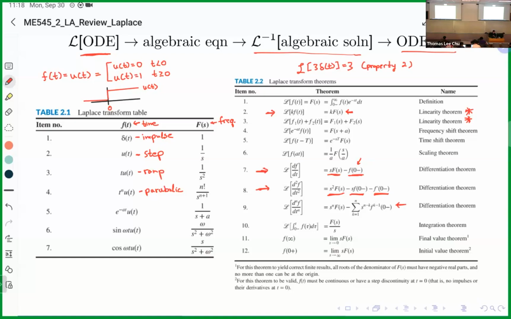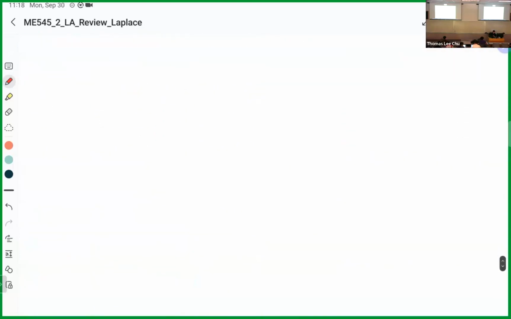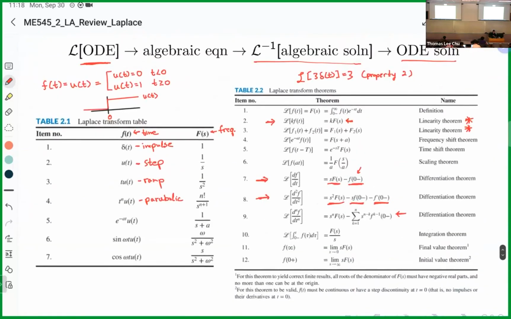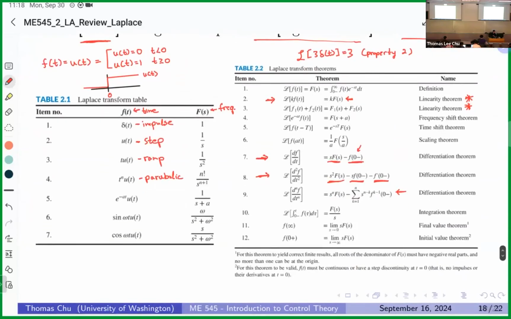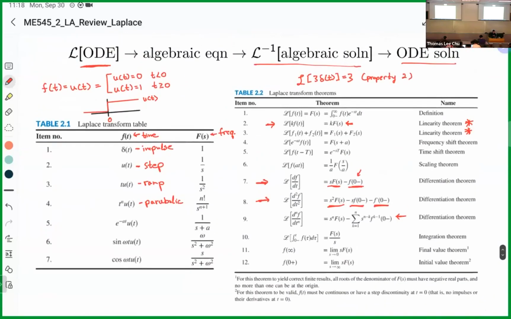So I'm going to stop there for today, and tomorrow we're going to go over this example of applying Laplace transform, and then we'll move on to lecture 3, which is going to cover chapter 3, and I'll upload the lecture slides for lecture 3 today. All right. Thank you.